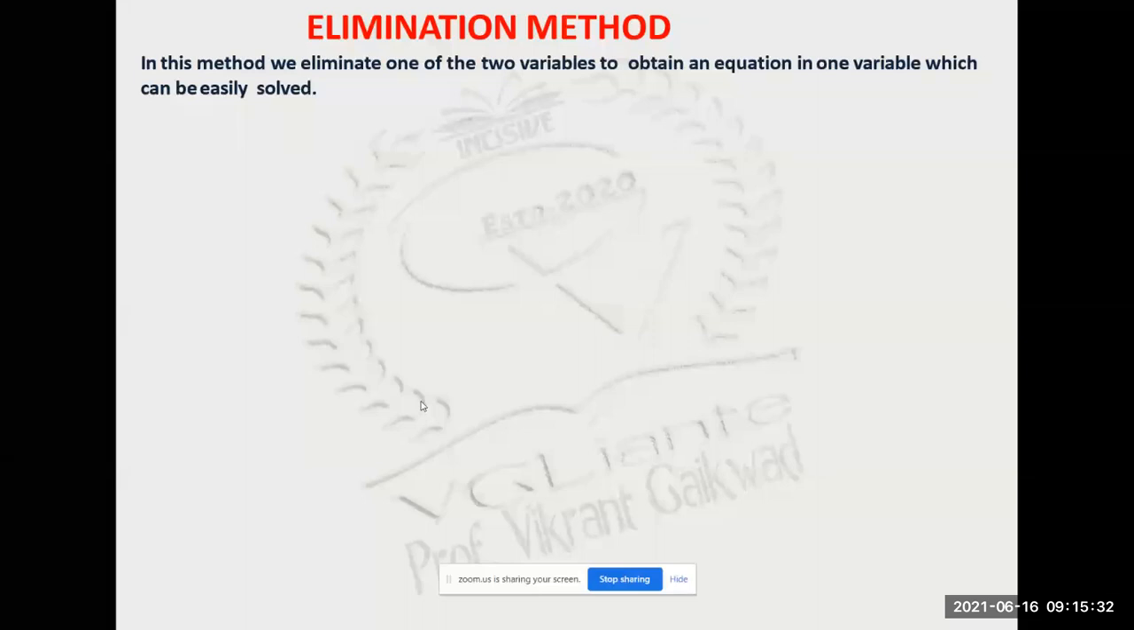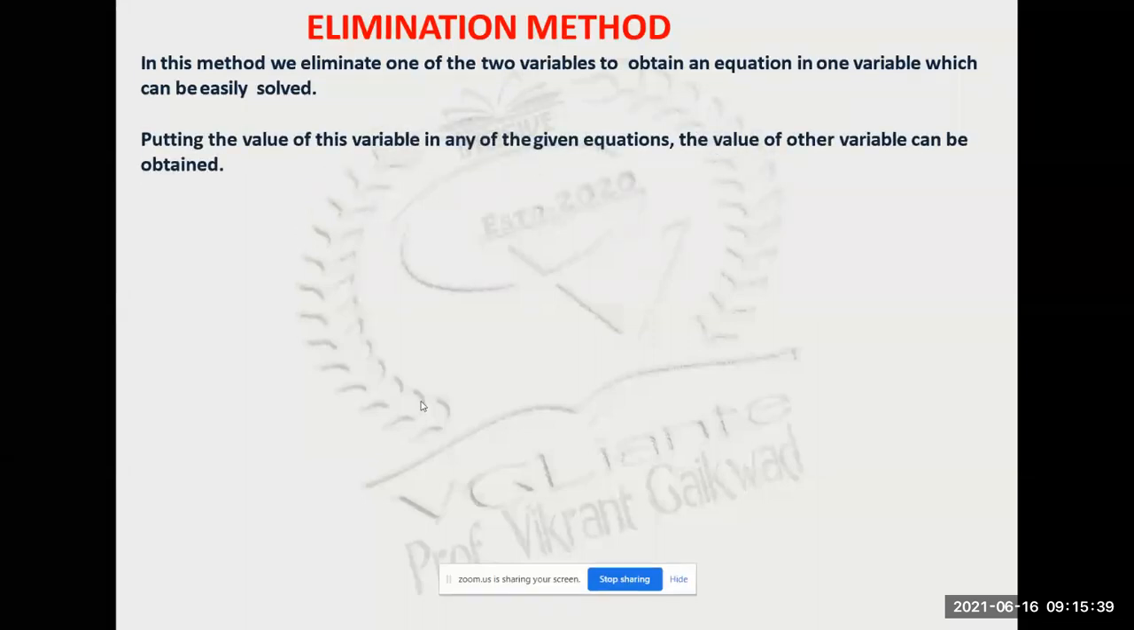In this method, an equation in one variable is obtained which can be easily solved. Putting the value of this variable in any of the given equations, the value of the other variable can be obtained. For example, 3x plus 2y equals 11, 2x plus 3y equals 4. Now we'll write them one below the other. In the first equation, we are going to multiply with 3, and the second equation we are going to multiply with 2.